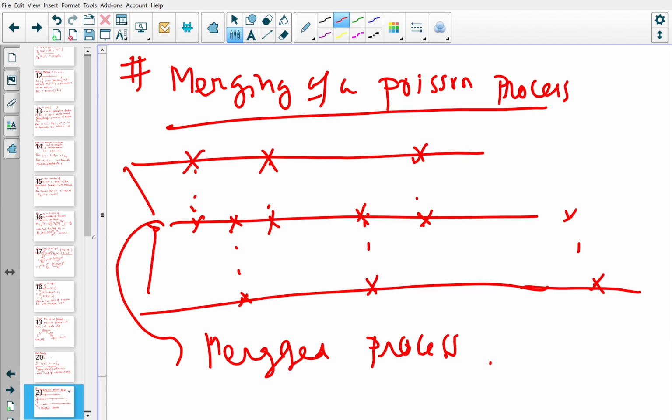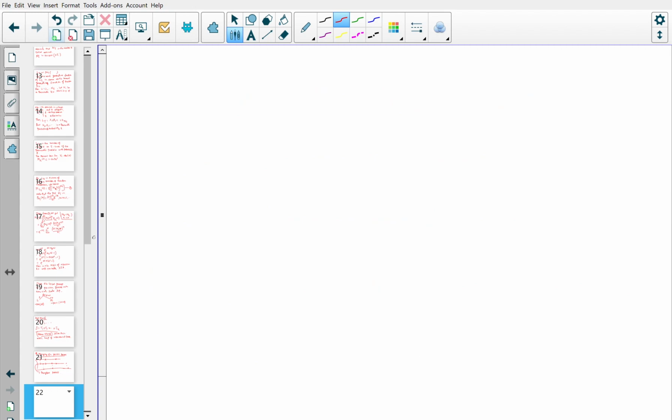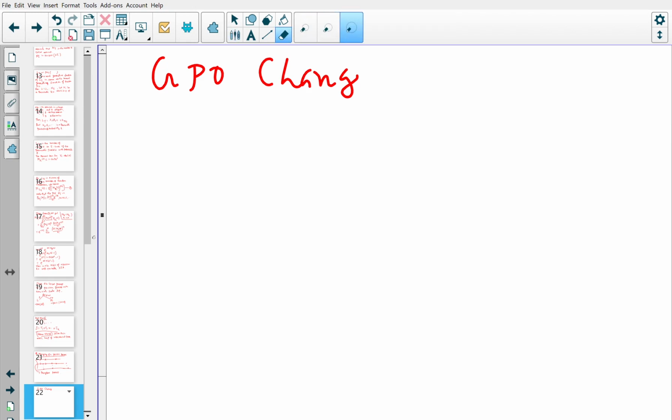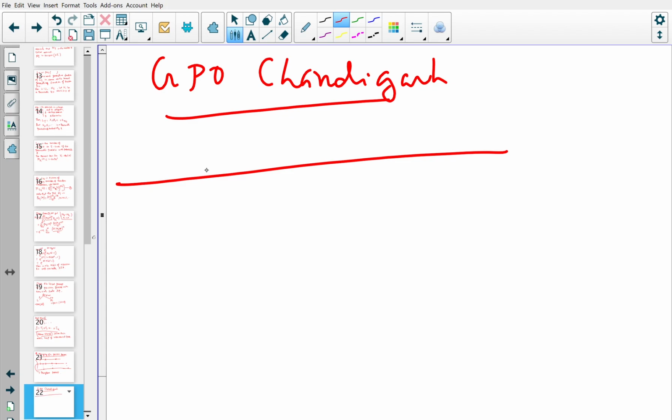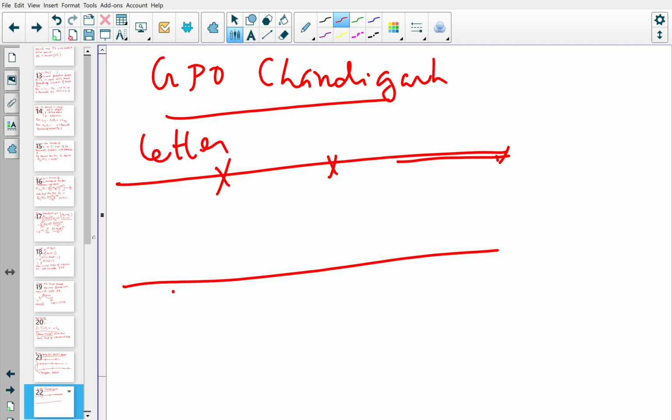So what does that mean? For example, I am going to give you the same example. Say Chandigarh GPO. They are receiving letters with one process, and then packages, some packets, other things, right? Now the question is, if you merge it, you will take the total arrivals, right? This is arrival of letters, this is arrival of packages. Now this is total arrivals. So is the total arrivals a Poisson process or not?